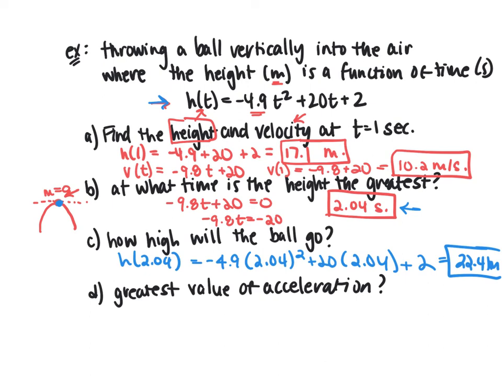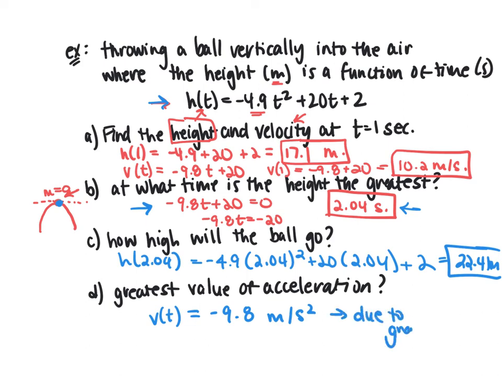The final question is the greatest value of acceleration. For the acceleration, we have to take the second derivative, obviously. So let's find a of t. It's the derivative of this. The derivative of that is negative 9.8. And of course, this is meters per second squared. Well, that is our greatest value of acceleration, and that is due to gravity.